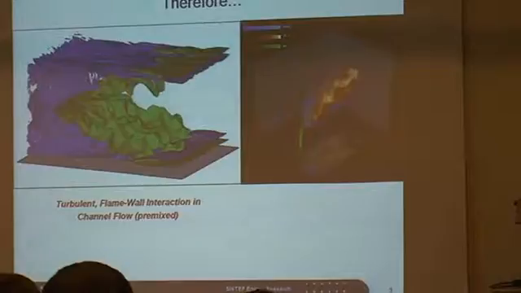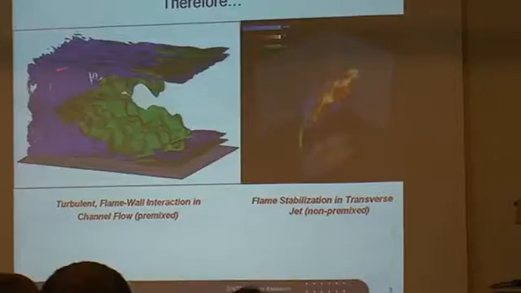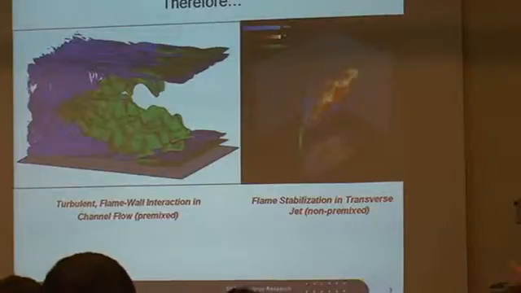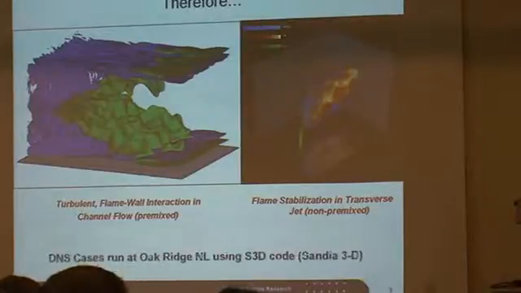I have the slide, but we'll see how much time we have, how far we come. In this case we have a premixed situation. The fuel and air are mixed here, while here we have a non-premixed flame. Is the flame stabilized? Yes, I will come back to that. So all cases are run at Oak Ridge using the code named S3D. It's a Sandia code.